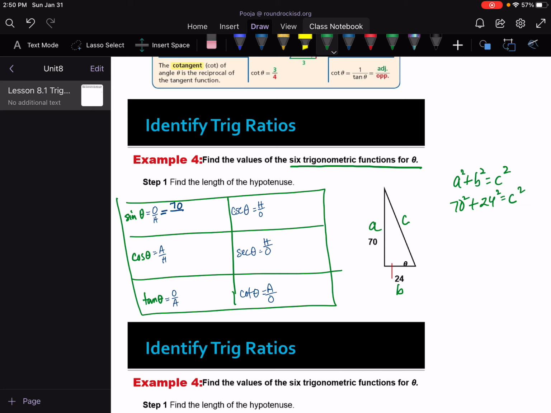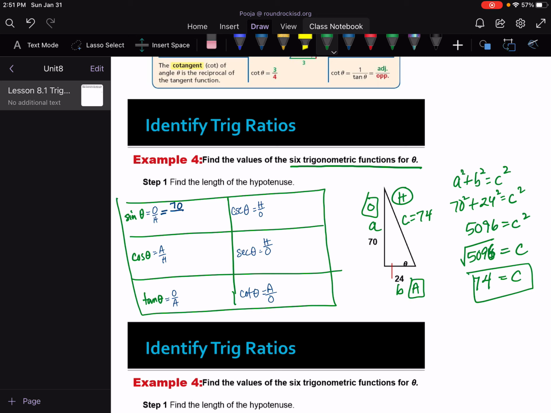This turns out to be, I think, 5476 equals C squared. So when you find C, you have to square root both sides. And C will turn out to be 74. Now I know hypotenuse, I know opposite, I know adjacent. So 70 over 74, 24 over 74.